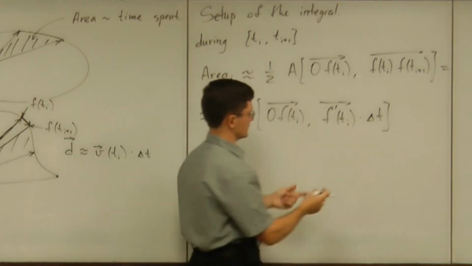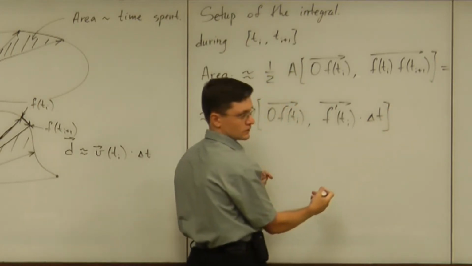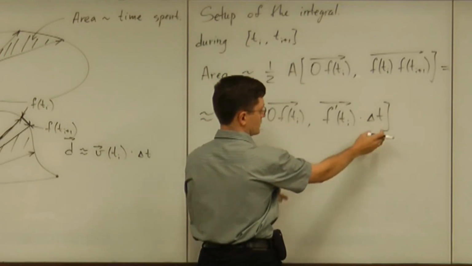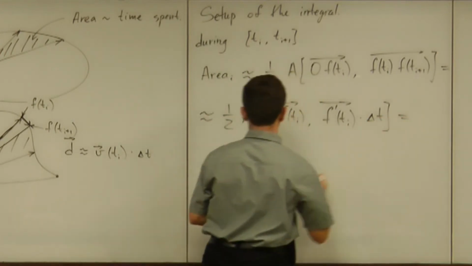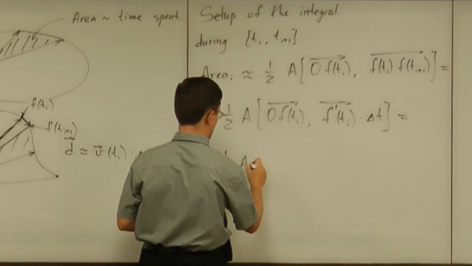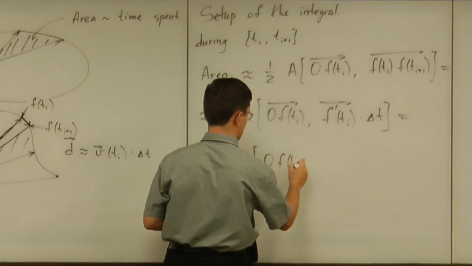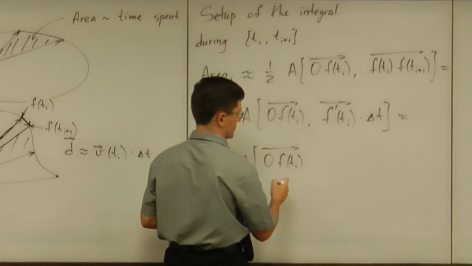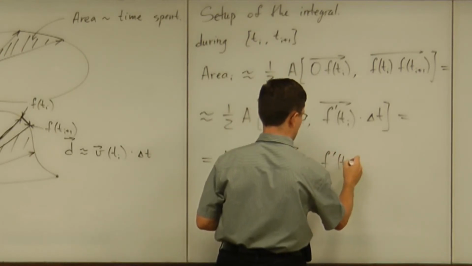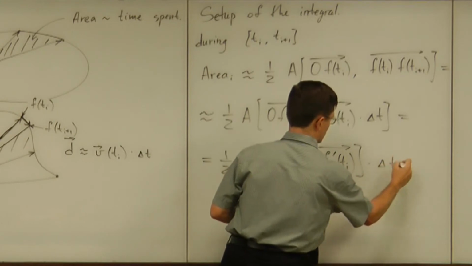And then algebraically we can pull this constant, this coefficient, out of the product, because we treat this area as a product of two things, so that delta t comes out. So the result is a half of the area on this position vector and velocity vector, multiplied by delta t.